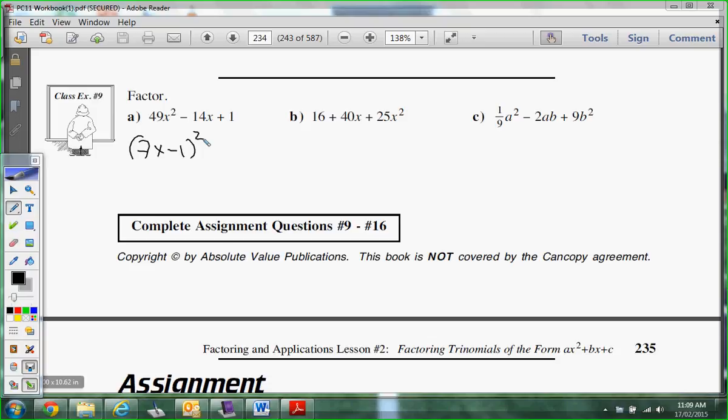Okay. Andrew, you want to take a shot on B? What do you think B is? Okay. Just 5x. 4 plus 5x. Oh, you meant the whole thing squared. You're right. Whole thing squared. Okay, let's test it. So 4 squared is 16. 5x squared is 25x squared. 4 times 5 is 20. Times 2 is 40x. Good.